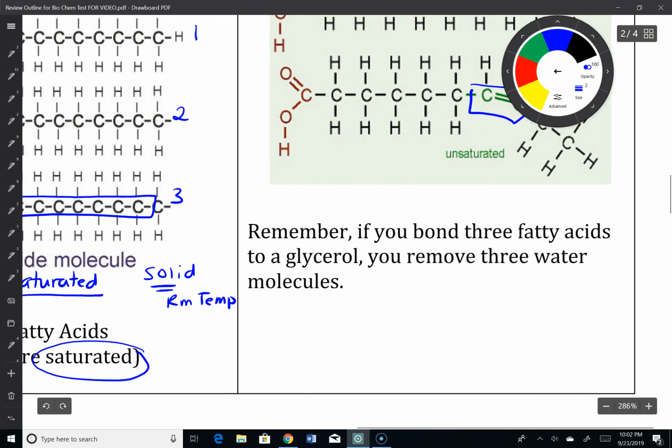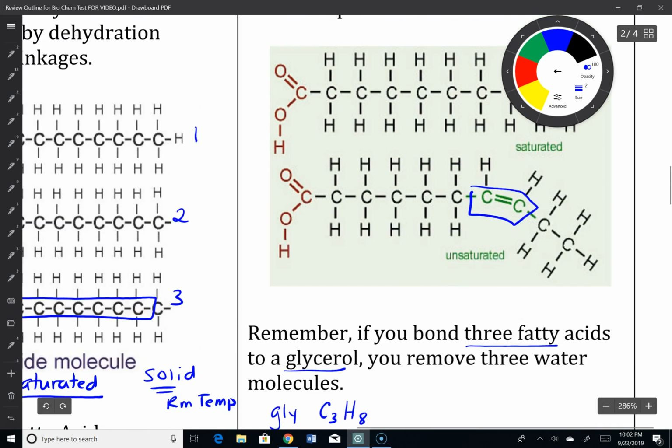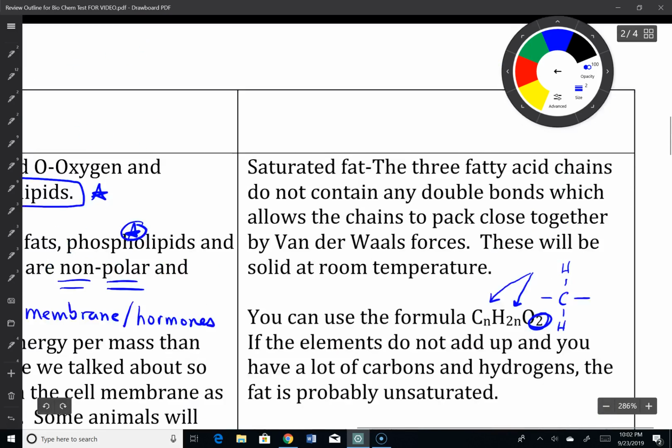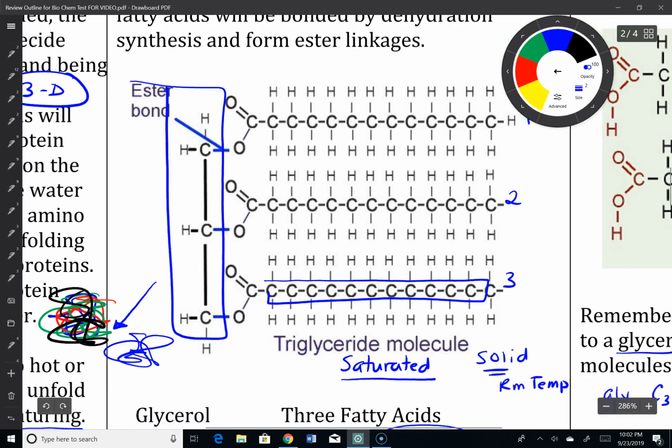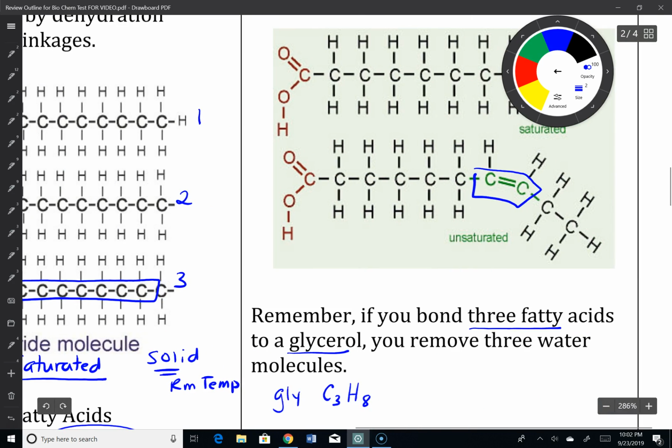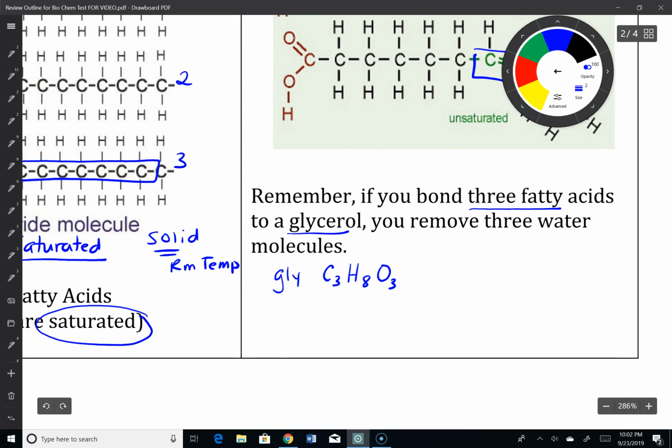And just to remember there, if you bond 3 fatty acids to 1 glycerol, that's a total of 3 waters. Now let's just mess around here, and let's say that we have a glycerol that is, let's call it C3H8. Let's see how many oxygens we're going to have on that. We're going to have 1, 2, 3. So let's say that this is our glycerol molecule. And again, I have to give this to you. I'm not gonna make you memorize that.